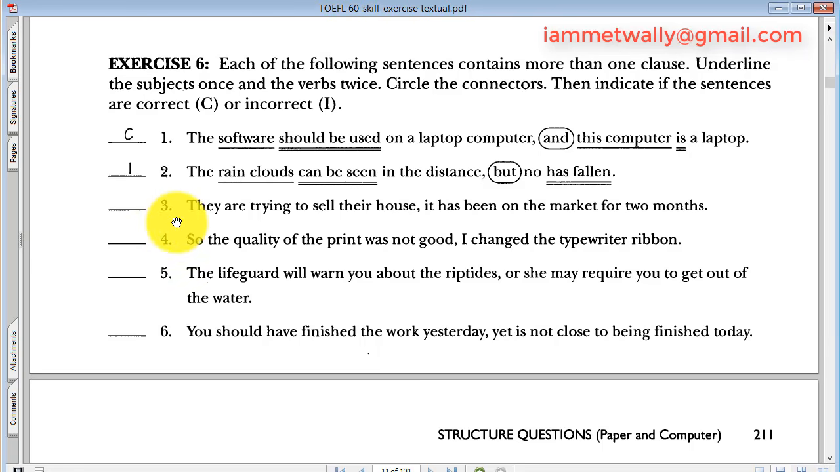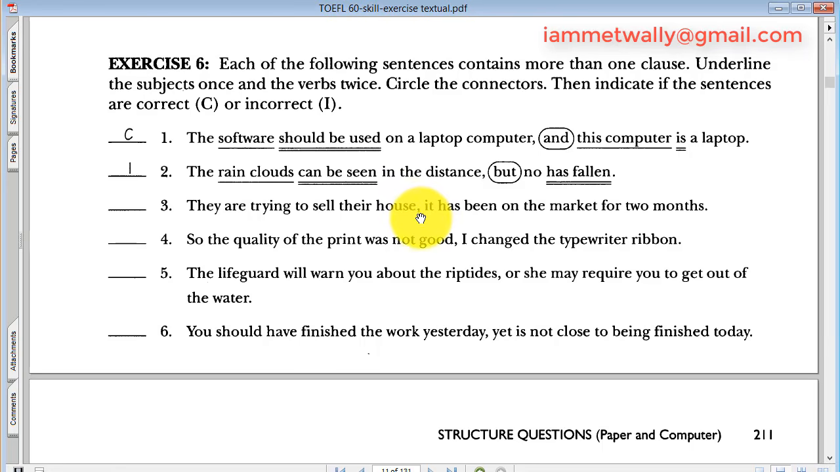Let's go to 3. They are trying to sell their house. It has been on the market for 2 months. Subject, they; are trying is the verb. It, subject; has been is the verb. But I have a comma and I don't have a connector. That means this sentence is missing a connector. So it's incorrect.